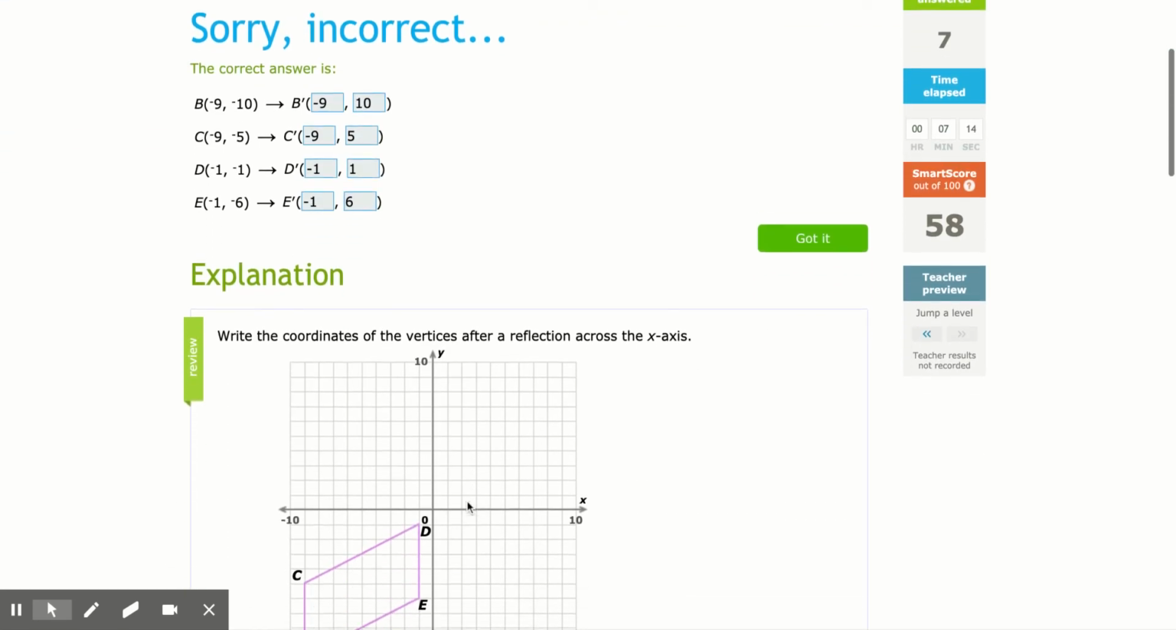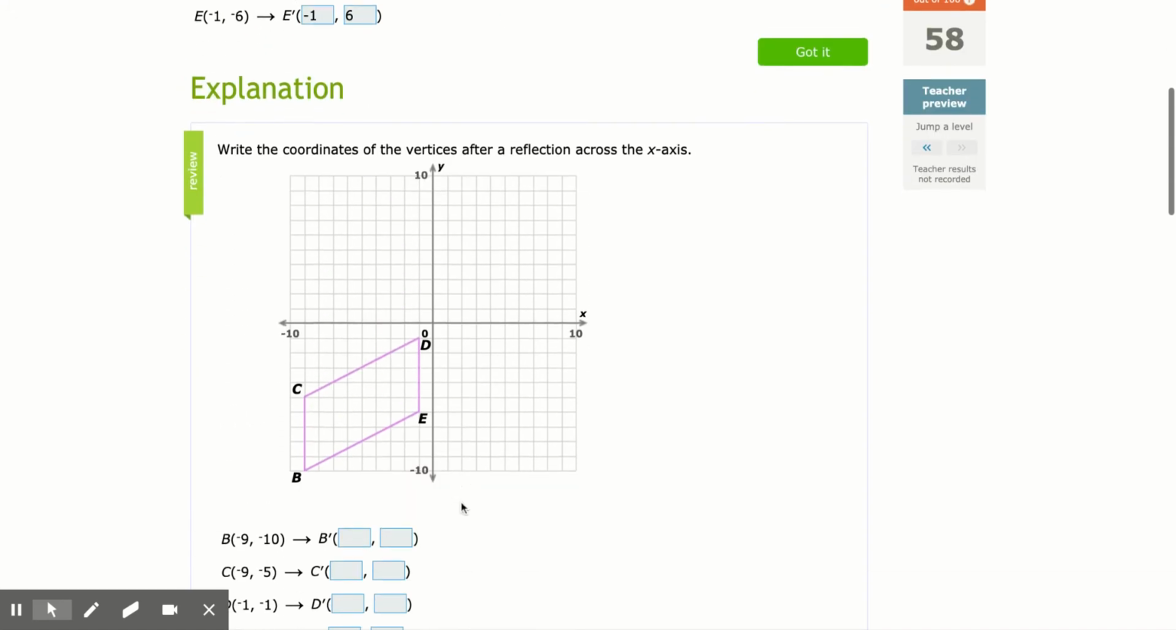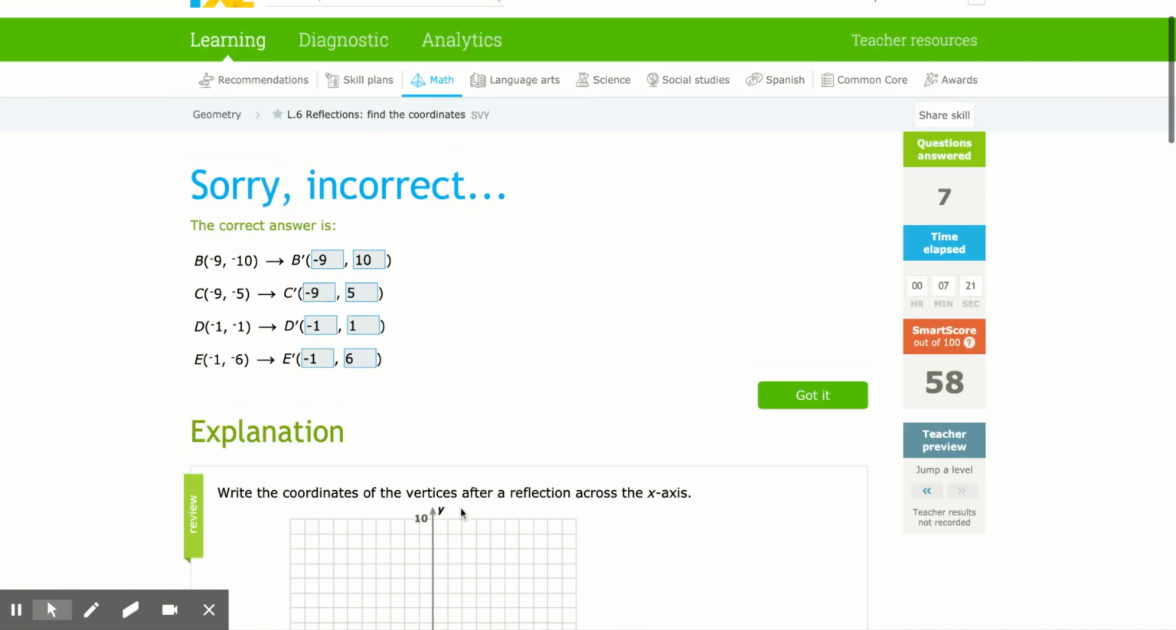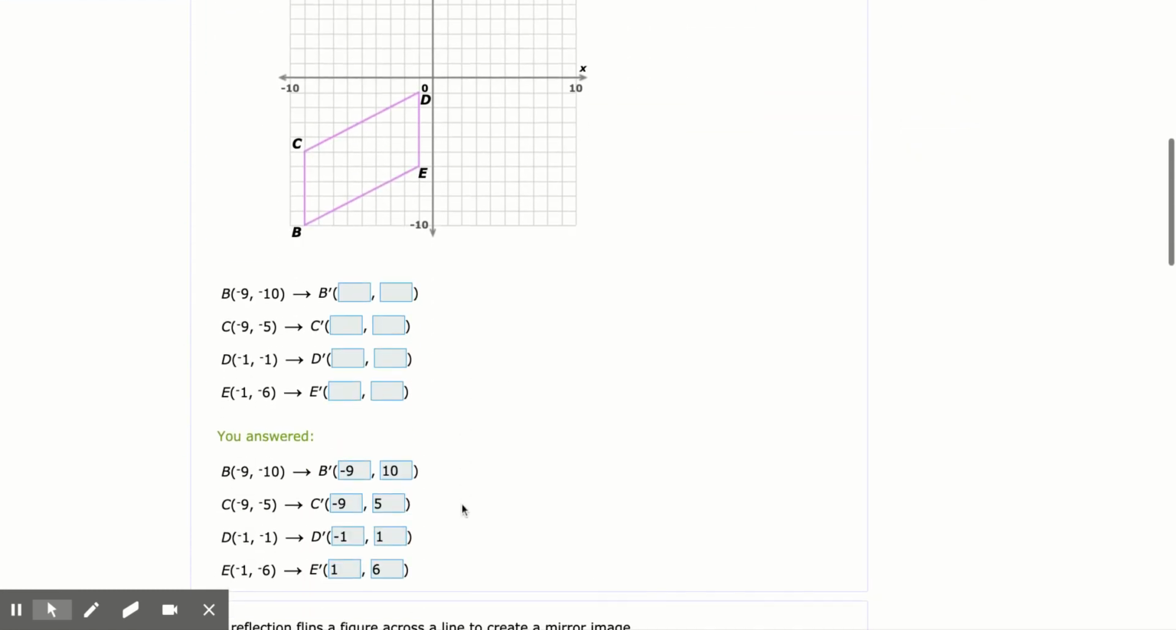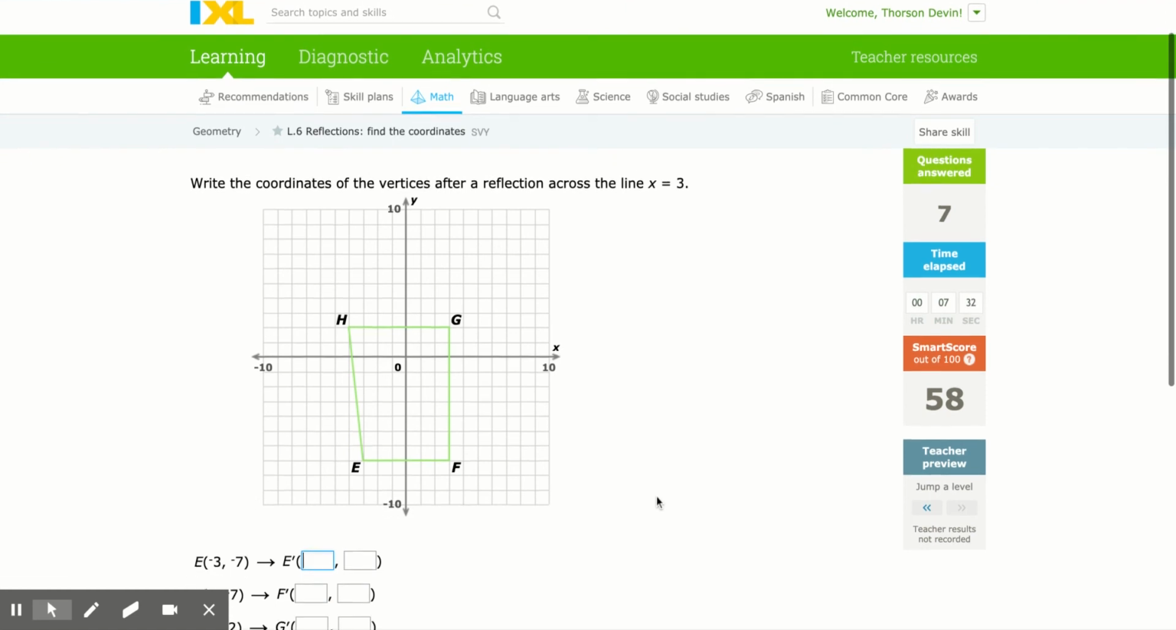Whoa, what did I do wrong? -9, 10, got the first one right. -9, 5, got the second one right. -1, 1, got the third one right. Oh, I didn't put a negative in front of the 1. Look at that right there. I accidentally changed the sign on the first one. Again, just be very careful that you don't make mistakes.